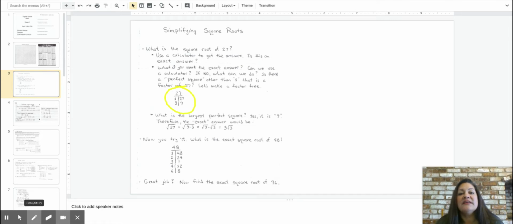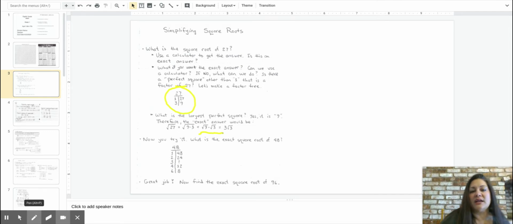Okay, so the exact answer would be the square root of 27 is the square root of 9 times 3. You can separate that out into square root of 9 times square root of 3 and solve that, and it equals 3 times the square root of 3. Okay, so now we're going to try it.